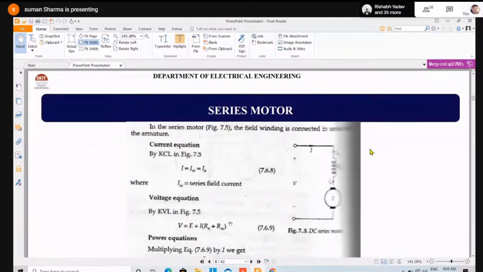Now what is the voltage equation? This applied voltage V is equal to I RSE, then IA RA and E. So V is equal to E plus I into RA plus RSE, because the same current is flowing through the series field winding and the armature circuit. Is it clear? This is the difference between the shunt motor and series motor.